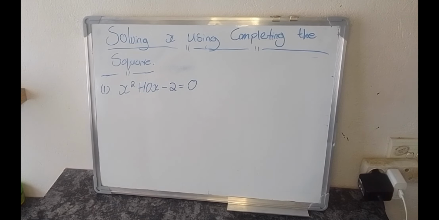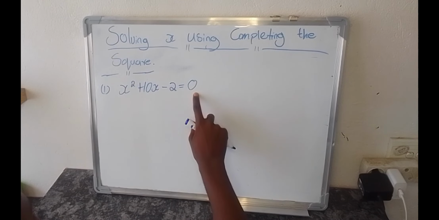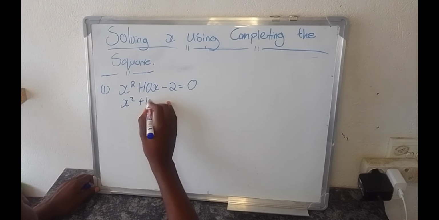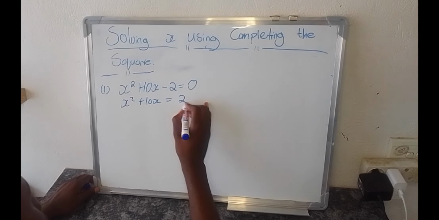On this video we'll be solving for x using completing the square. Now let's try to solve this question. The first thing we have to do here is to take the negative 2 to the right hand side, meaning we're going to have x squared plus 10x is equal to positive 2.